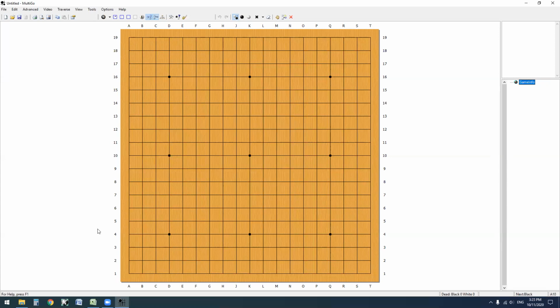The basic knowledge I want to talk about is the eyes. What is a real eye and what is a false eye? In the center, first of all, we need 4 stones to make an eye, but that's not enough to make a real eye. For a real eye, we need at least 3 more stones.